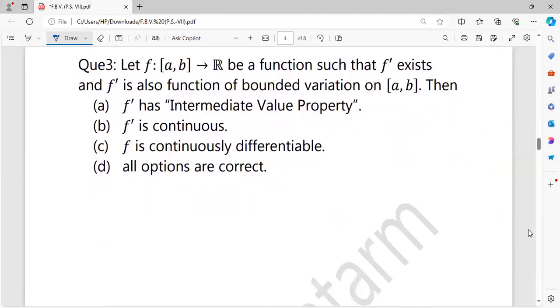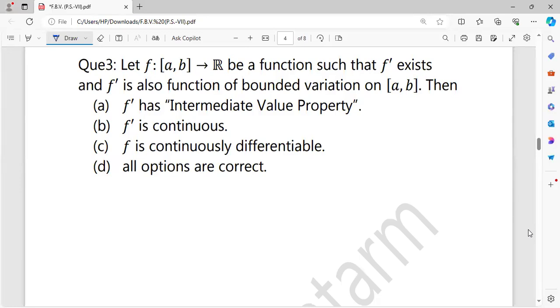So f is a function of bounded variation such that the derivative exists and f dash is also a function of bounded variation. Then which of the following options is correct? F dash has intermediate value property. I have already told in remark second: if a derivative function exists, it will always have an intermediate value property. So option number A is correct.